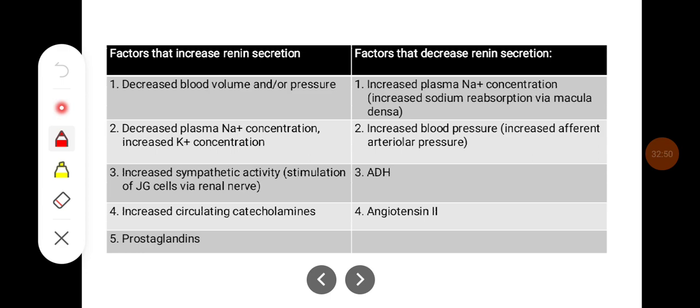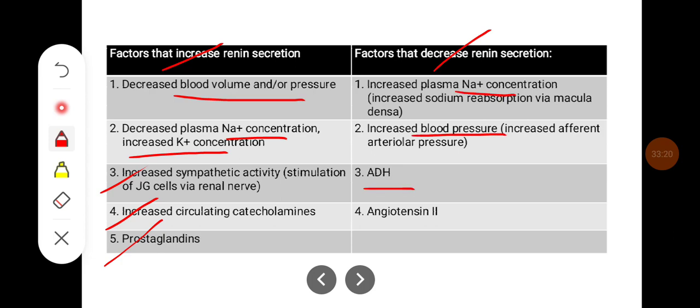These are some of the factors which increase and decrease renin secretion. The factors which increase it are a decrease in blood volume or pressure, decreased plasma sodium concentration, increased potassium concentration, increased sympathetic activity, increased circulating catecholamines, and prostaglandins. Whereas increased plasma sodium concentration, increased blood pressure, ADH, and angiotensin 2 decrease renin secretion.